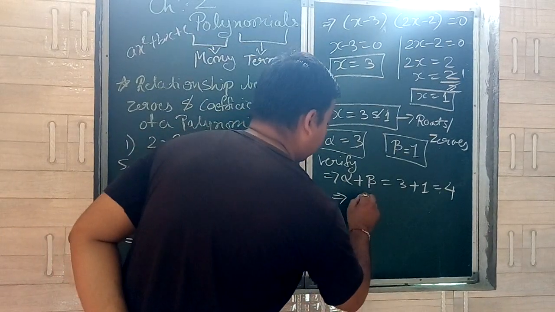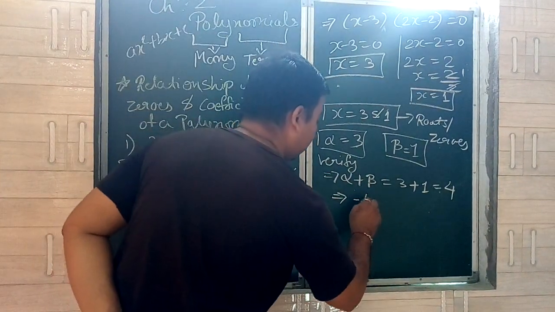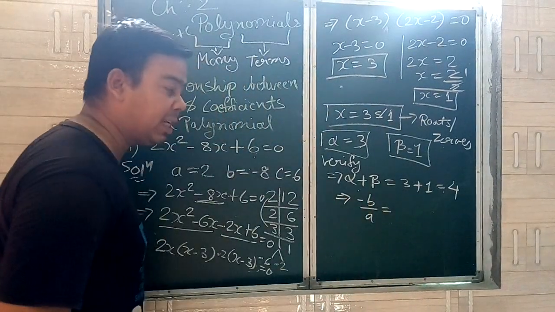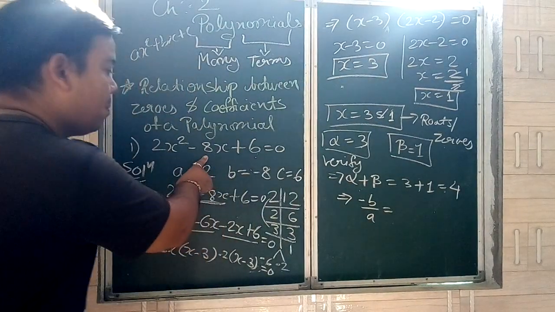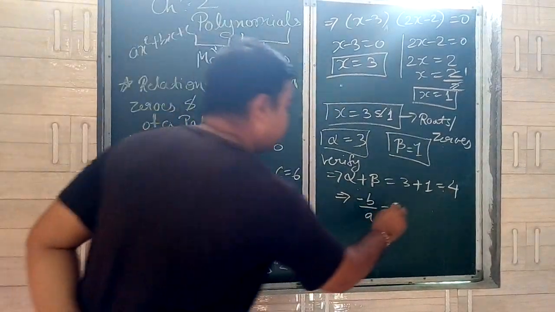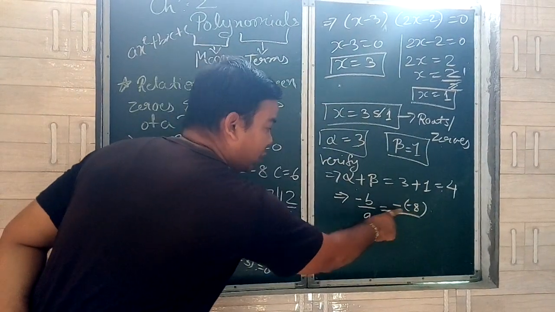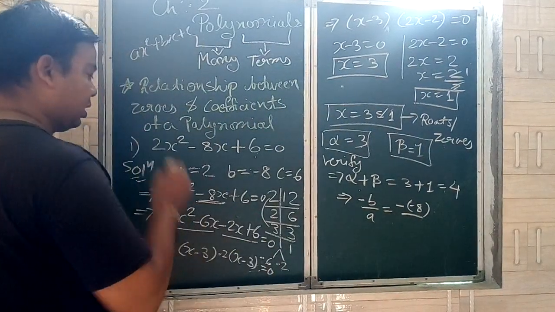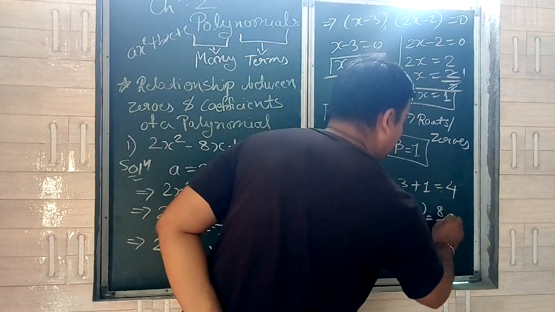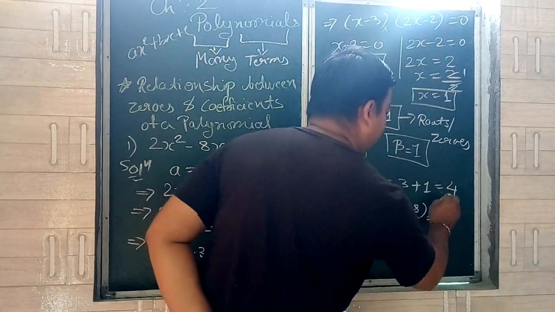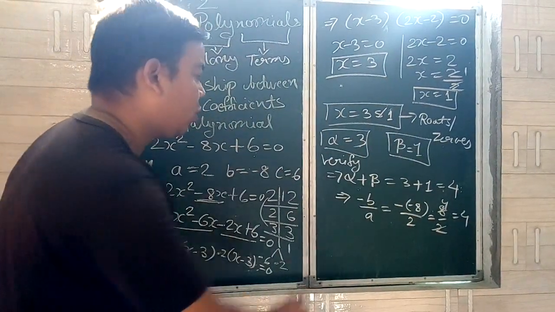Alpha plus beta is equal to minus b by a. Now b is minus 8, we put a minus sign, so minus of minus 8, and a is 2. So plus 8 by 2, the answer is 4. These two values are the same, so our answer is correct.